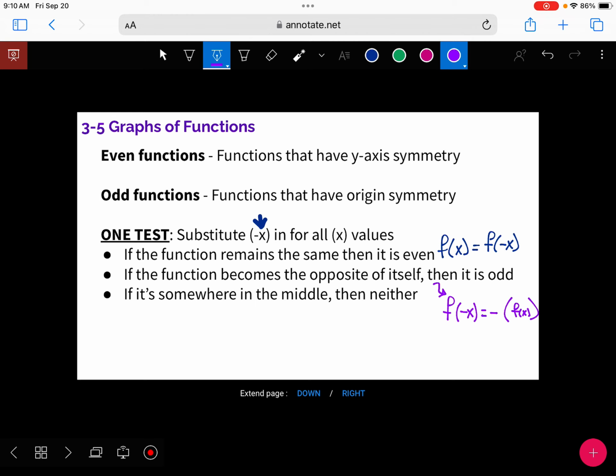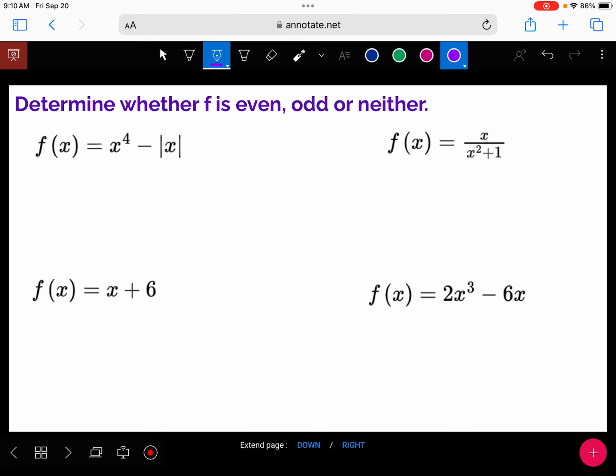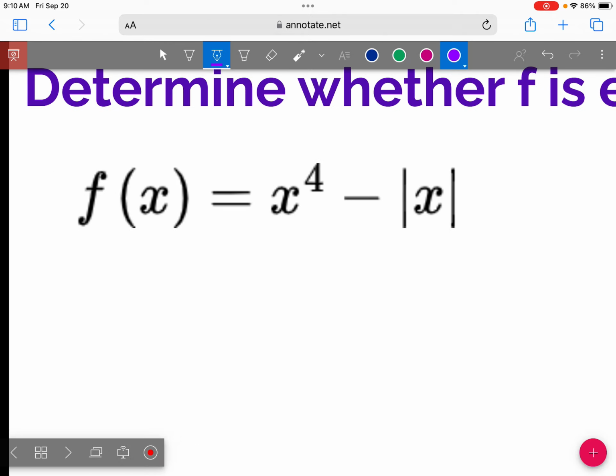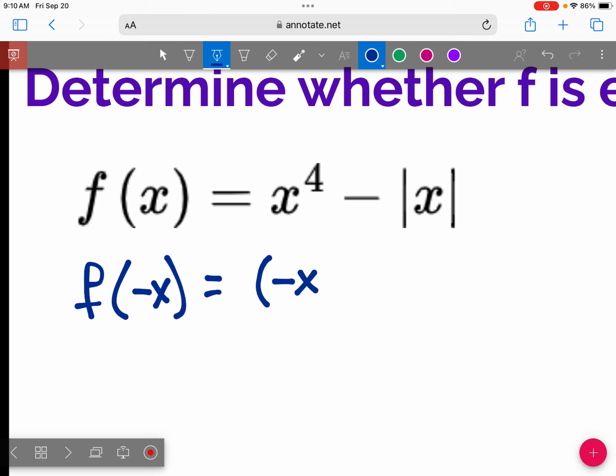Okay? So we're going to practice with these 4. We're going to see if it's even, odd, or neither. So what we're going to do is substitute in the opposite of x. I'm going to come up here to this first one. We're going to do f of the opposite of x, and we're just going to do substitution in the first step. So we're going to have the opposite of x to the 4th minus the absolute value of the opposite of x. Substituting in opposite of x.